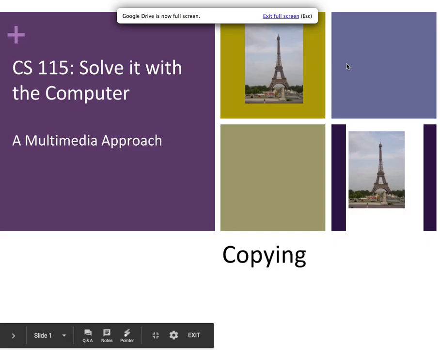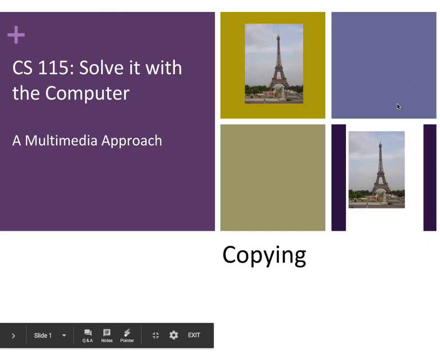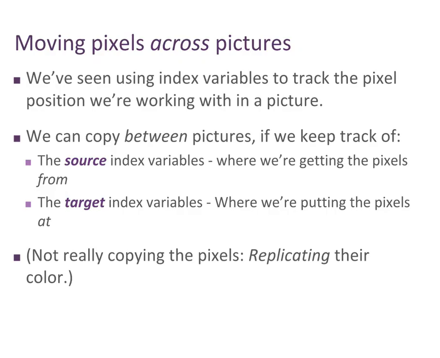Hi, so let's look at copying. When we're copying from one image to another, we are taking the color in a source image, getting the values of the colors of the pixels, and copying them to a target image, a lot like we did with mirroring, except we were copying the color from one position in the same image to another position. But here we're going to be copying the color from one picture object to another. So we're not really copying the pixels, we're replicating the color of the pixels across pictures.